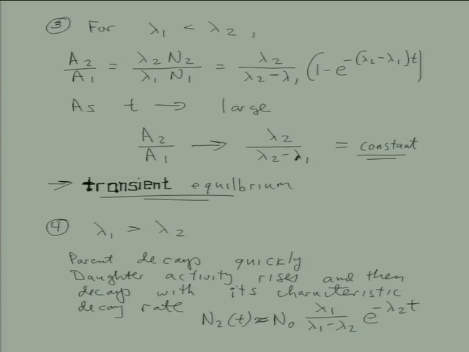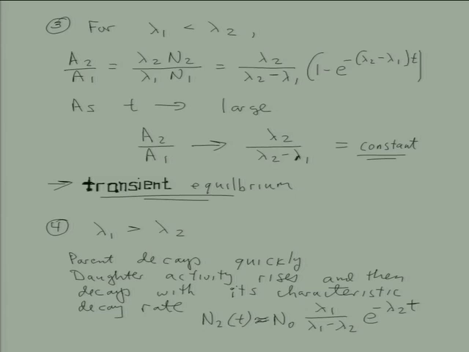And then activity 2 over activity 1 is simply equal to the ratio of lambda 2 over lambda 2 minus lambda 1. Now, this is just a constant, because we're talking about two particular radioactive isotopes. Lambda 2 is some number, lambda 1 is some other number. So what that means is the ratio of the activities becomes a constant. This is what's known as transient equilibrium. It's a slightly different kind of equilibrium from the secular equilibrium.